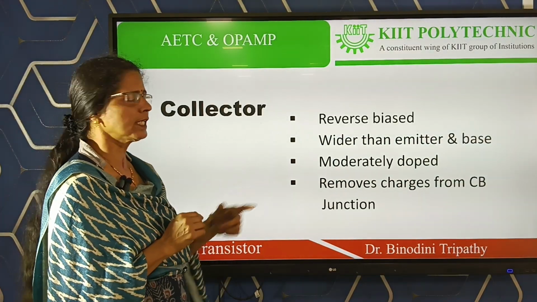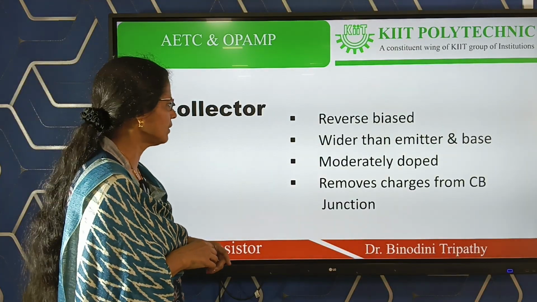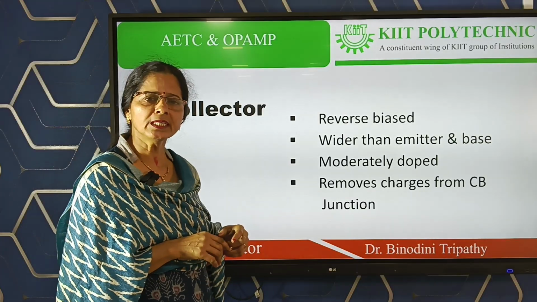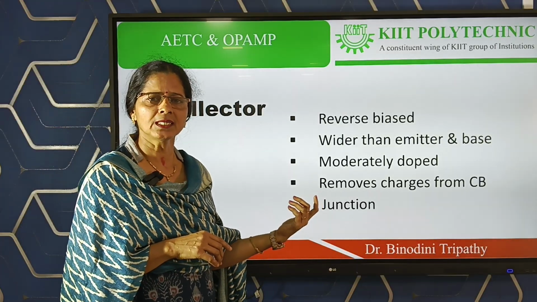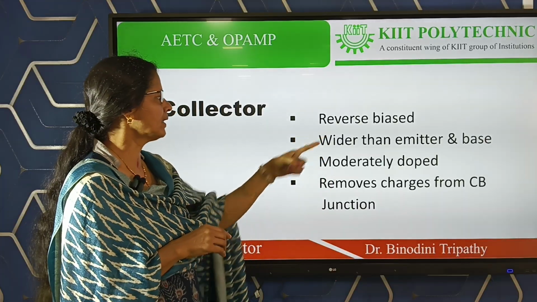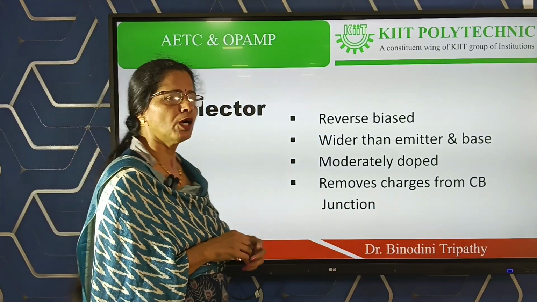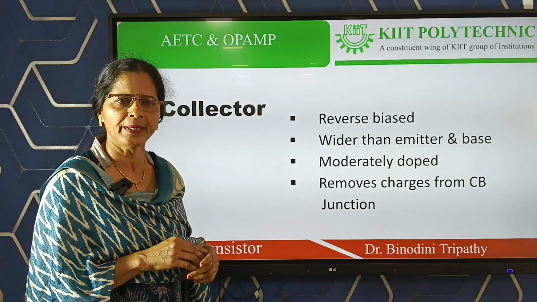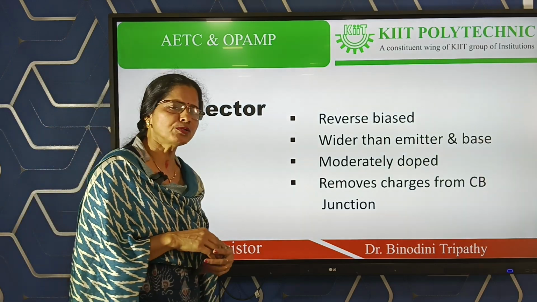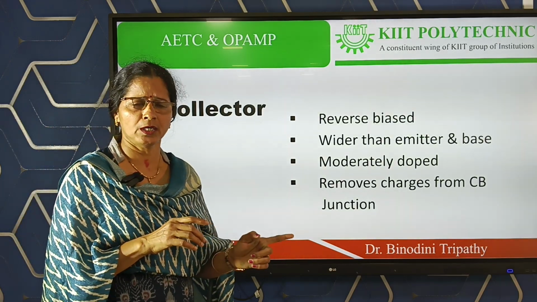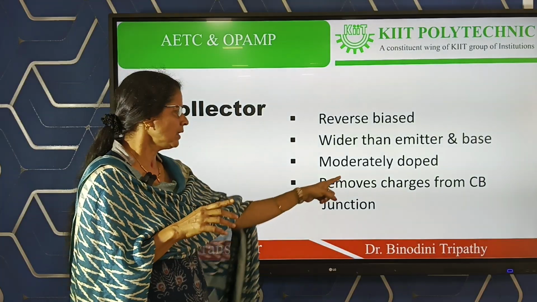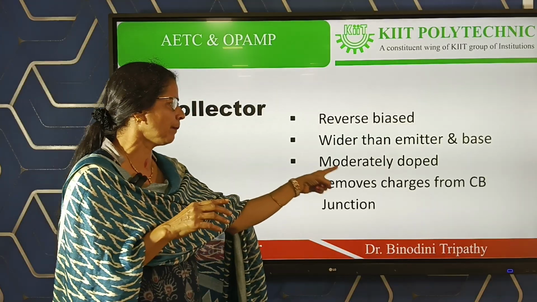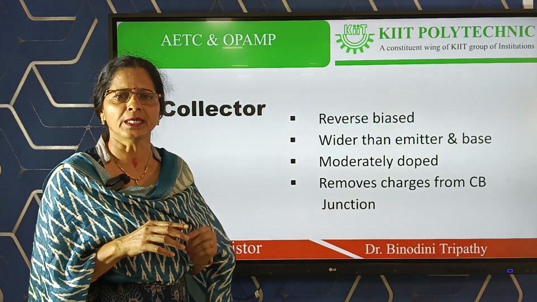Then next we collect the basic concepts about the collector. The collector is basically reverse biased and its width is more than the base and emitter. It is always wider than the other two. It is moderately doped: not heavily doped as in the emitter and not lightly doped as in the base. Then it removes the charges from the collector to base junction. This point we can understand very clearly when we consider the working principle. What is the meaning of removing the charges from the collector to base?